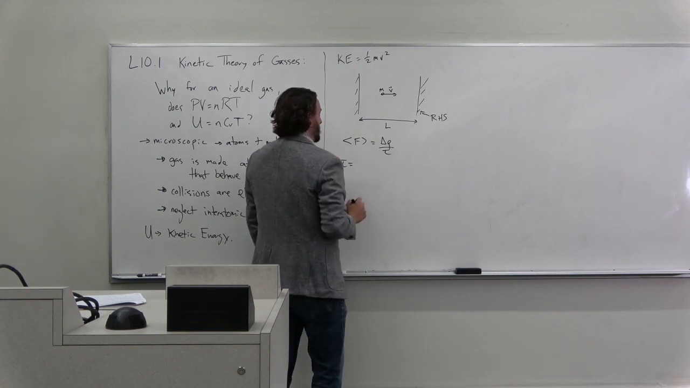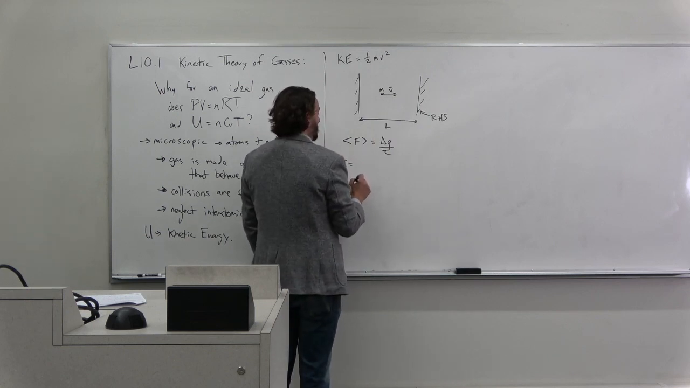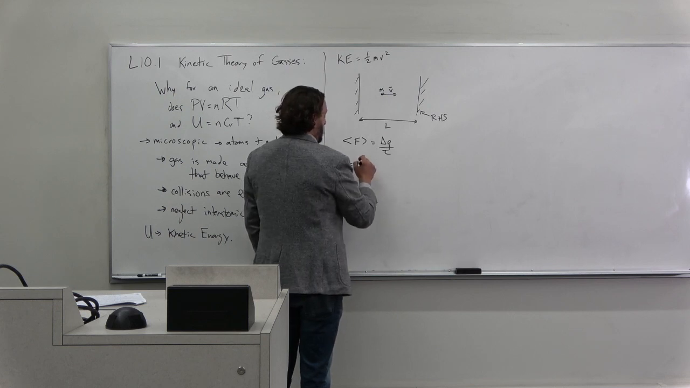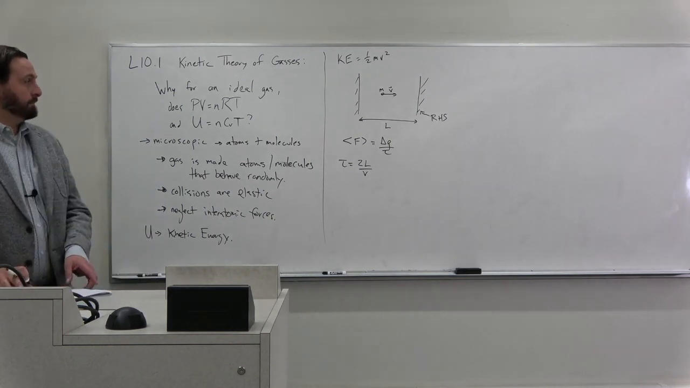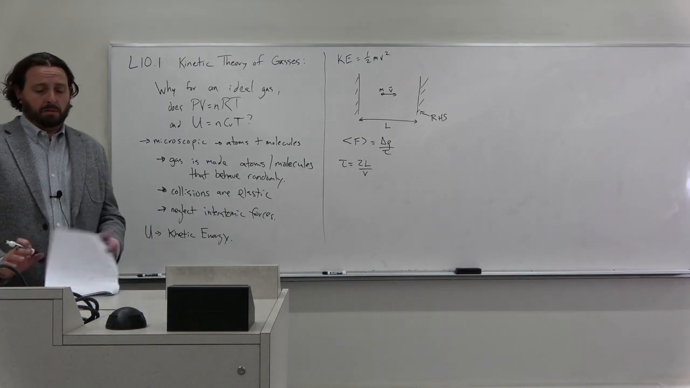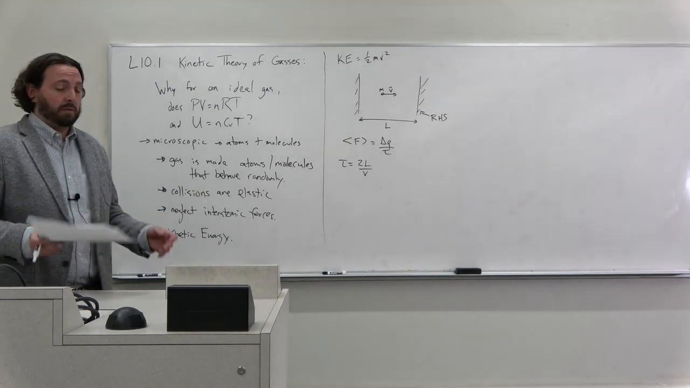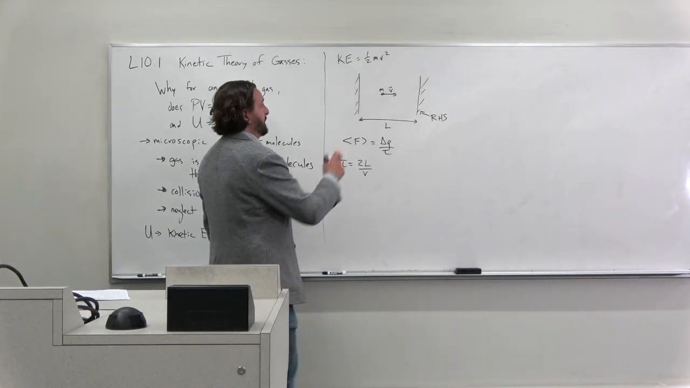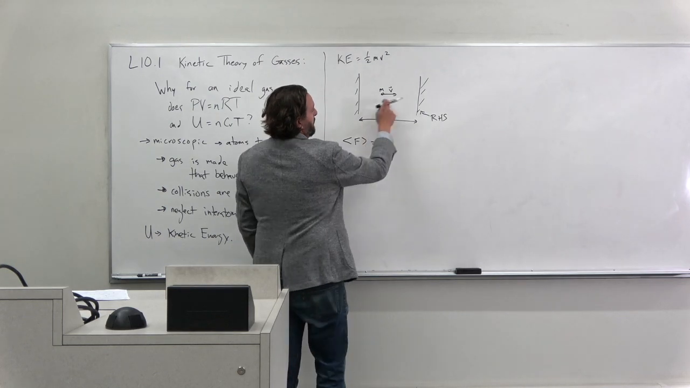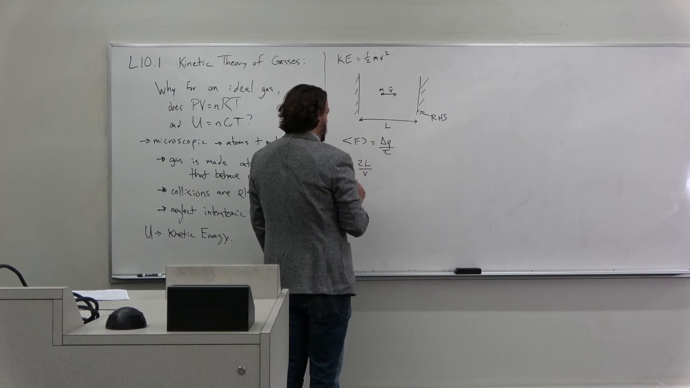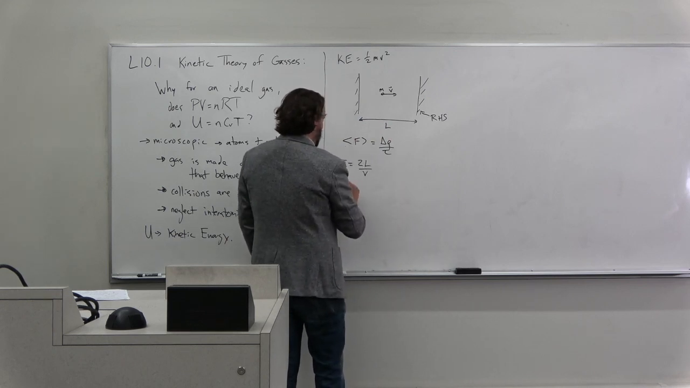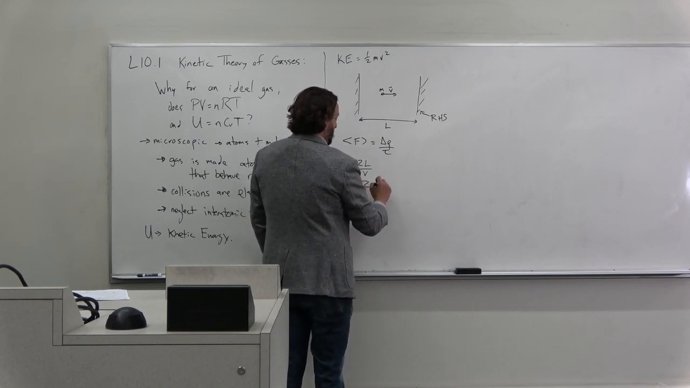So this is simply going to be the distance divided by the velocity. And the momentum change, right? So what's the momentum of a molecule? It's simply mv. But if a molecule bounces off this wall, for example, it has mv going this way and then mv going this way. So the change in momentum is 2mv.